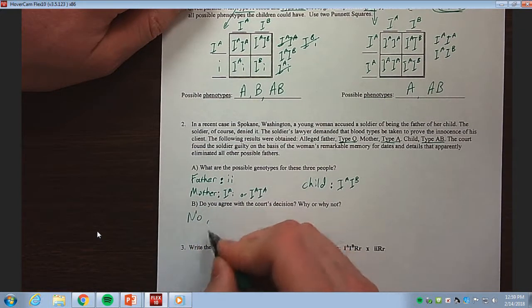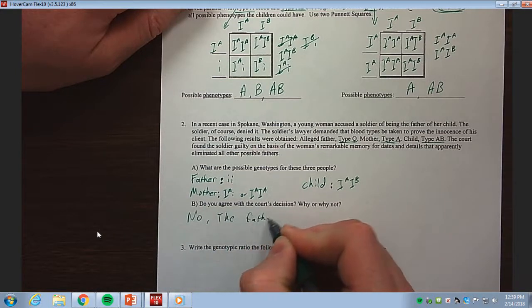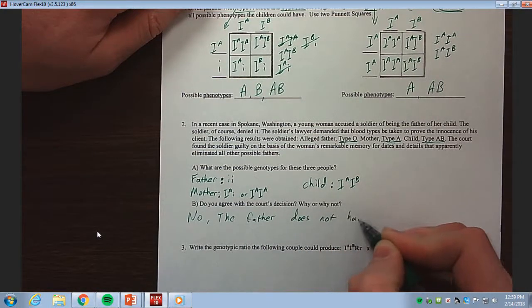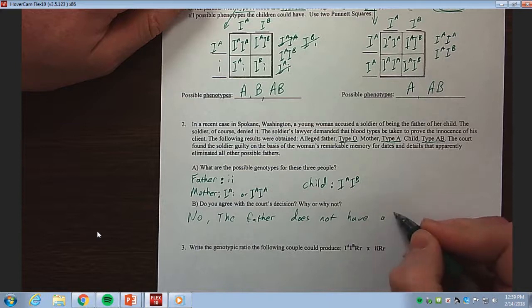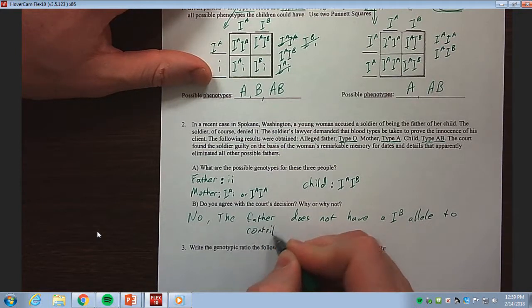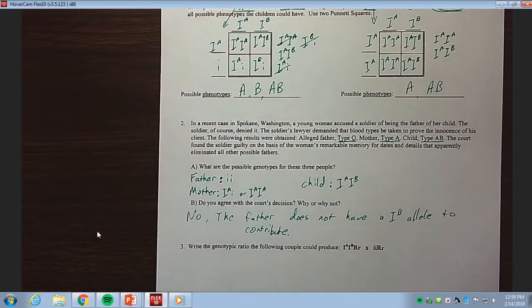And on the basis of the father not having a capital IB allele to contribute, and he would need that allele to be the father. Okay, mystery solved. Unfortunately, the court didn't agree. So probably the lawyer would have to bring this evidence and overturn the ruling.